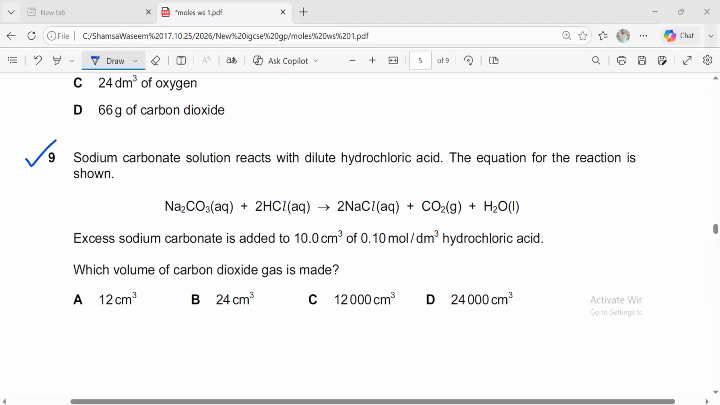Okay, beta. So this is a question. Sodium carbonate solution reacts with dilute hydrochloric acid. The equation for the reaction is shown, right? Excess sodium carbonate is added to this volume and this concentration of hydrochloric acid. What volume of carbon dioxide is made?